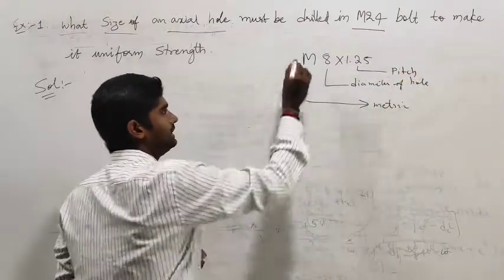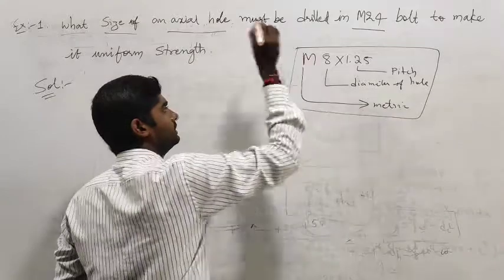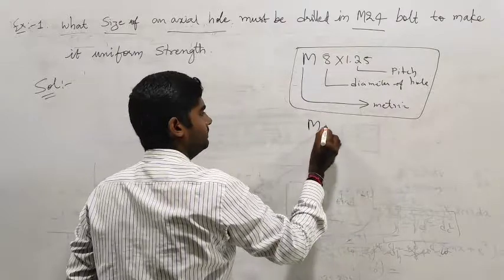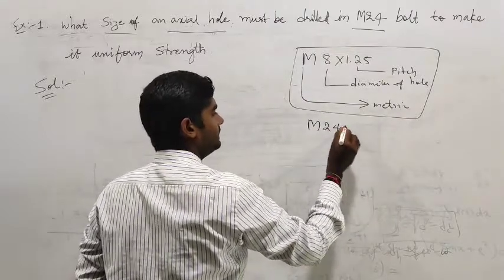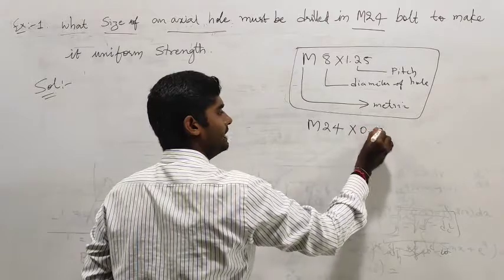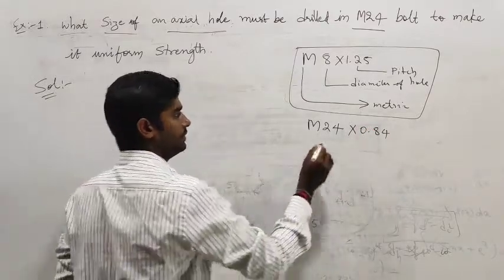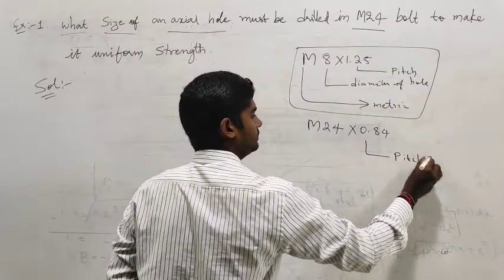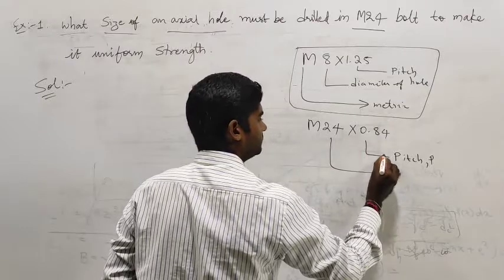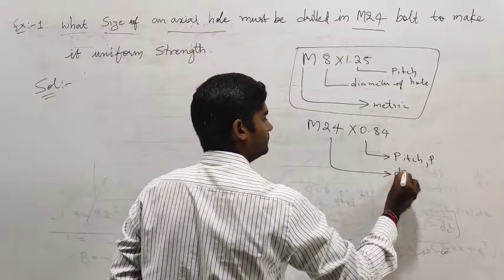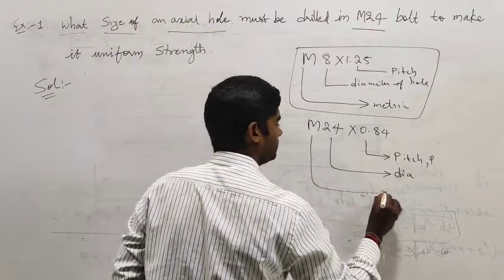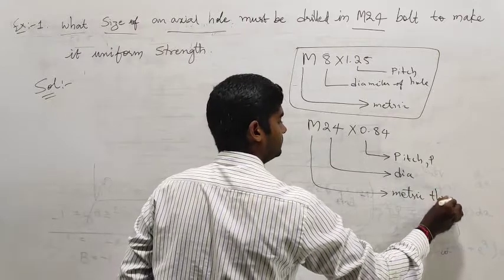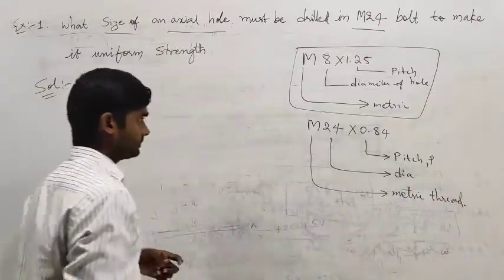Using this statement, M24: in this M24, the pitch is the standard one, 0.84. This is the pitch P. 24 means diameter, and M means metric thread.